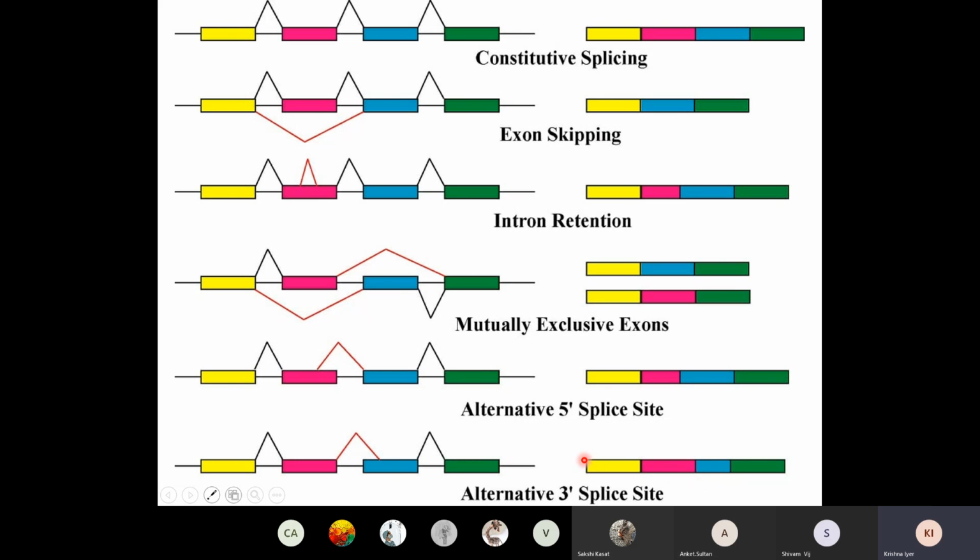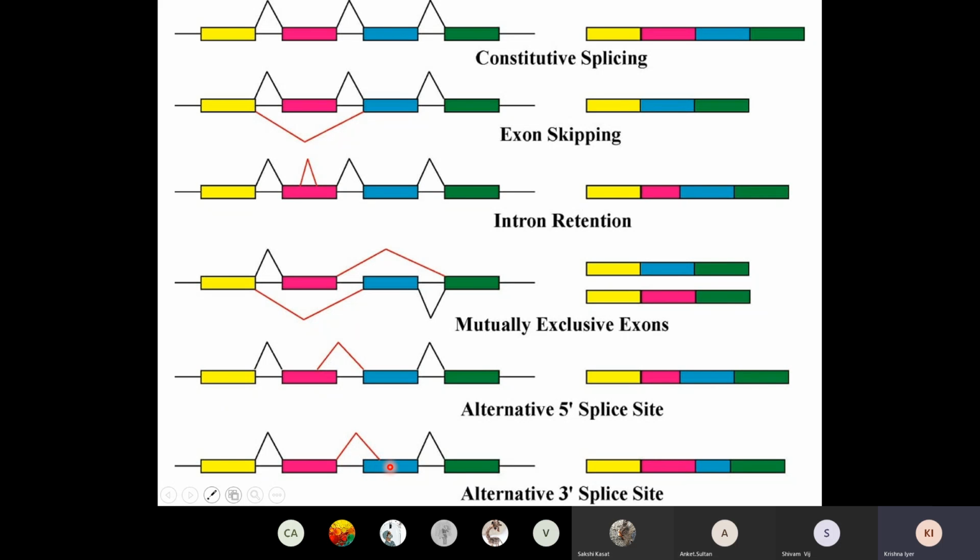Basically what we are talking about is alternative 5' splice site and 3' splice site. So what do you mean by alternative 5' splice site? Normally this should be splicing here, but it ends up splicing here. That's why it is called the alternative 5' splice site. Here it should actually be splicing here. Instead of that it is splicing here.